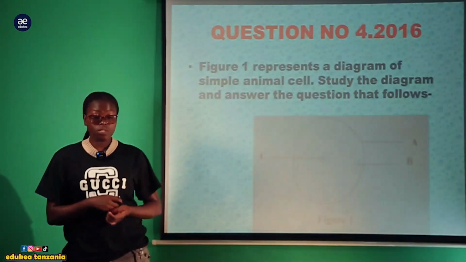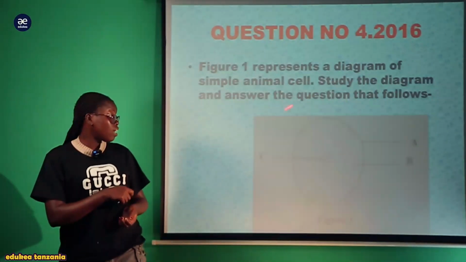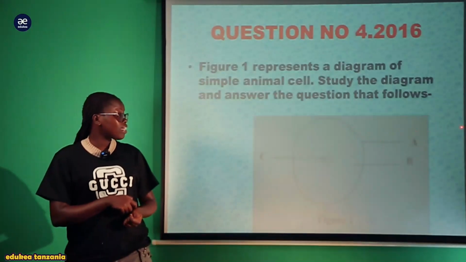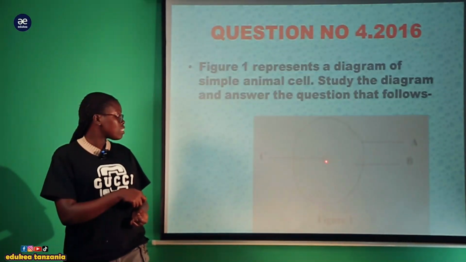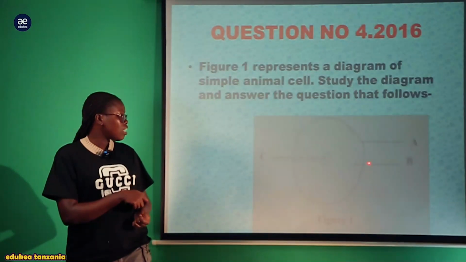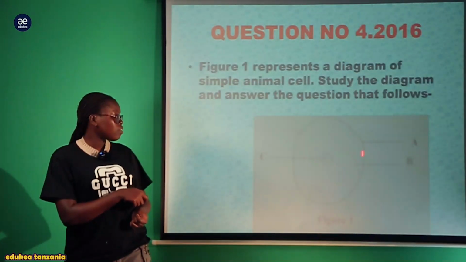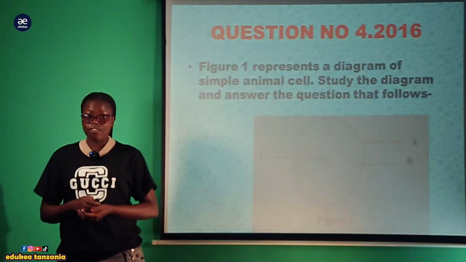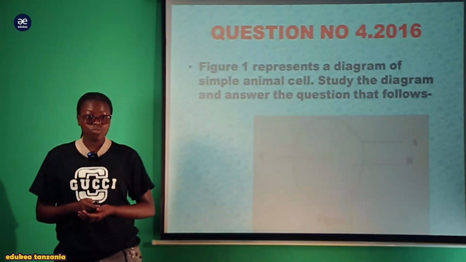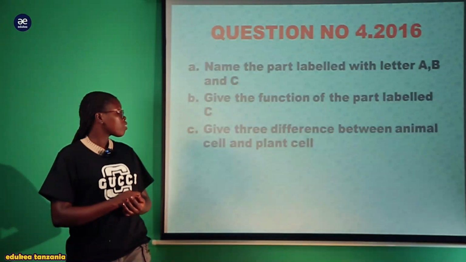This is Figure 1 which has been given. This is a simple animal cell. You have been given letters here also. There is letter A which is found on the outside. There is letter C which is found on the inside. Also there is letter B which is found within here. So you are needed to study it very carefully. Then after that, you have to answer the questions that follow.